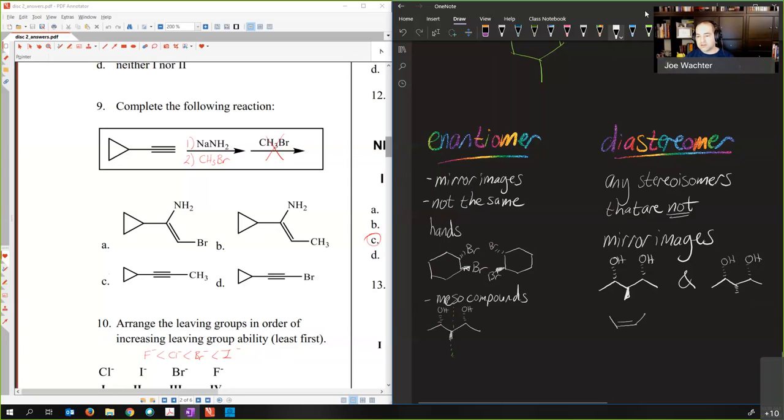This also works for double bonds. So cis and trans double bonds or E and Z double bonds are also diastereomers of each other because they are stereoisomers, but they're not mirror images.